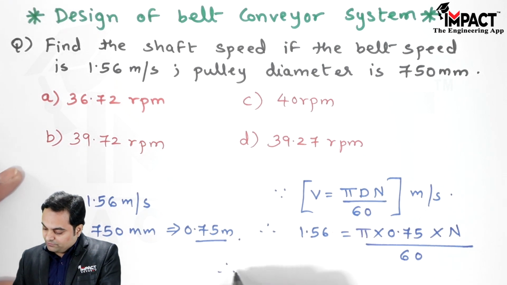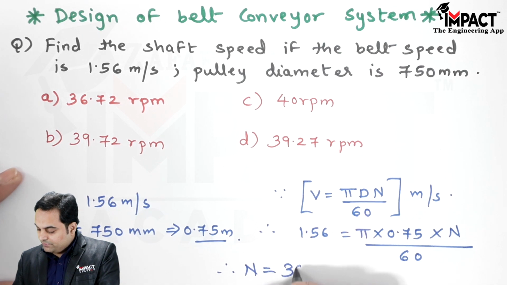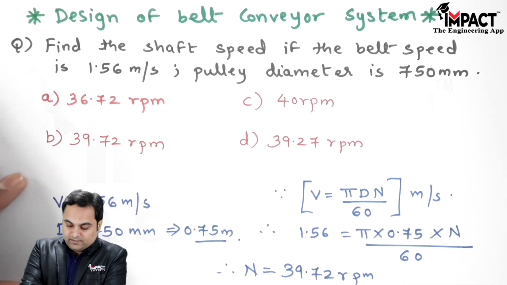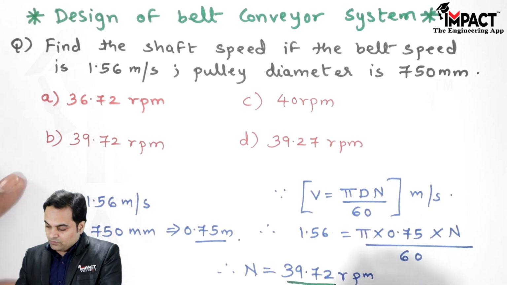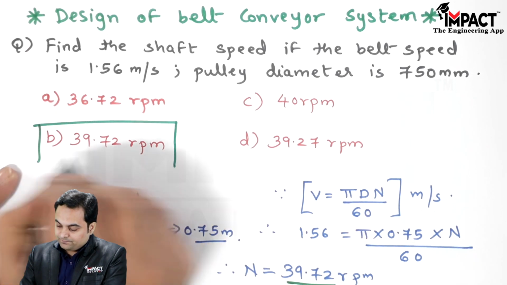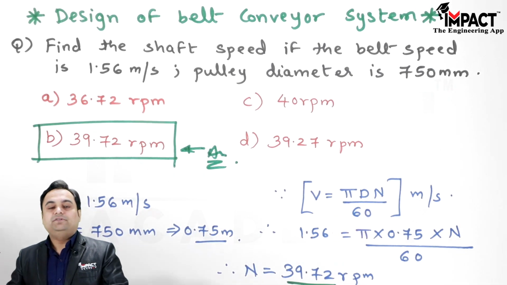So therefore on calculating this I am getting the value of RPM. The answer is 39.72 RPM, and it corresponds to option B. So B is the correct answer and the problem gets completed.